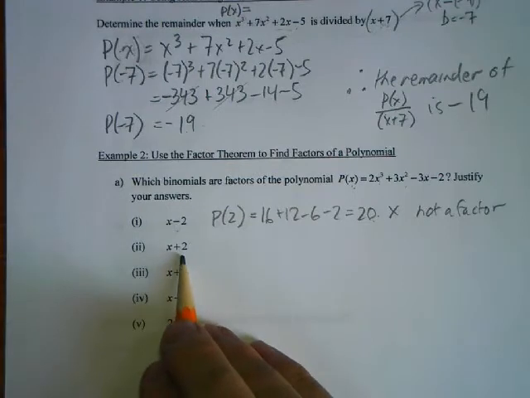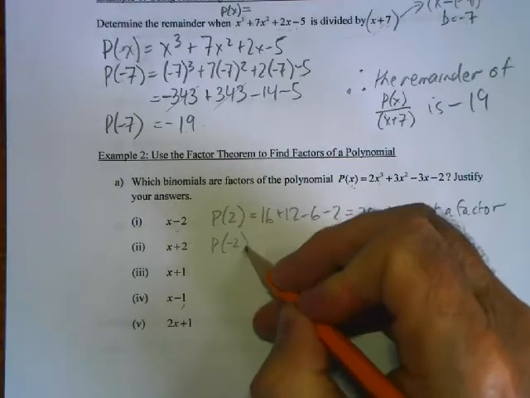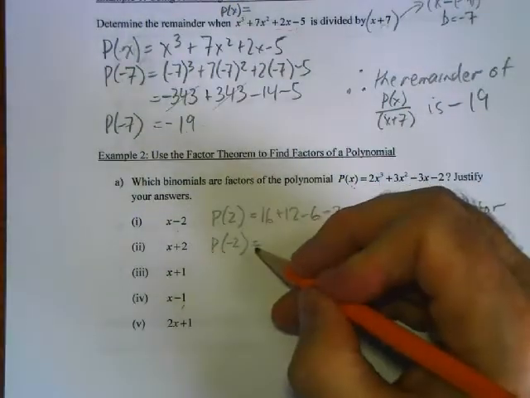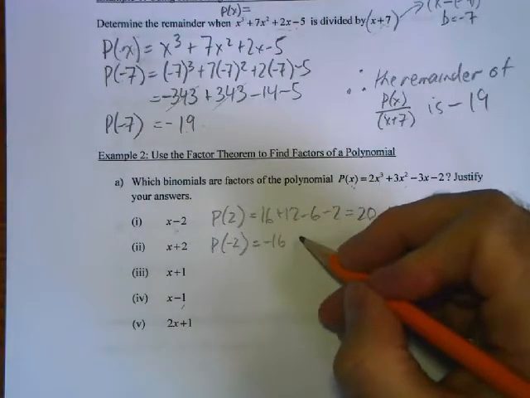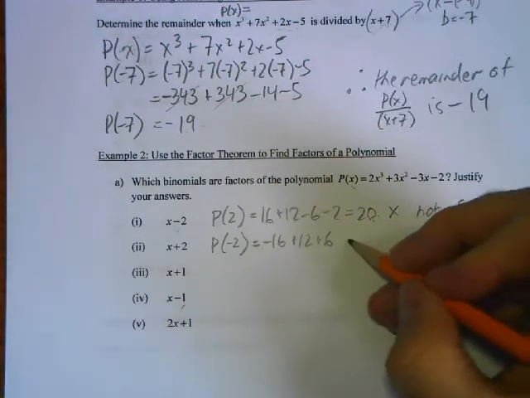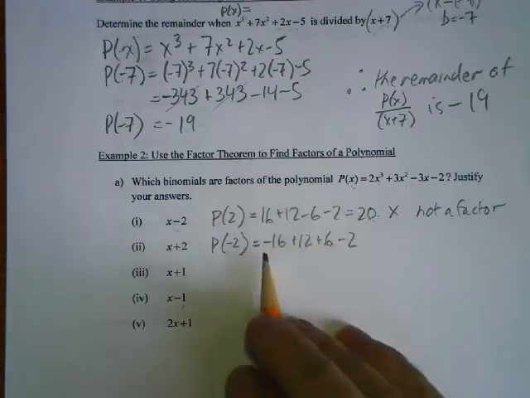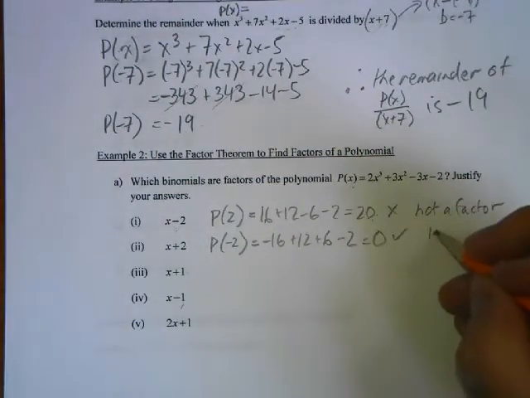Now if we check for x plus 2, this time we plug negative 2 into the function p of x. So p of negative 2. This time we're going to get negative 16 plus 12 plus 6 minus 2. We combine all these together, we get positive 18, negative 18. That actually does equal 0. So this is a factor.